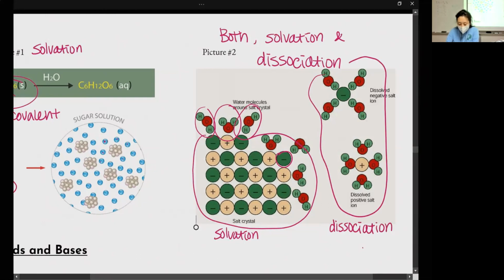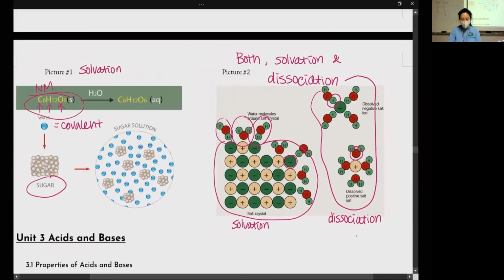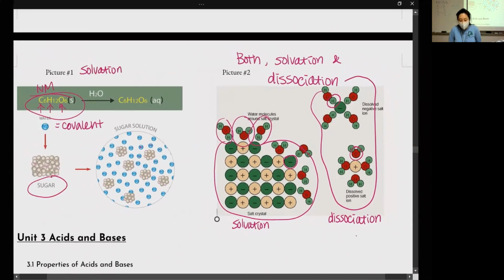As you can see, the hydrogen is partially positive, so that's why it is facing the anions, which have a negative charge. Oxygen is partially negative, that's why it is facing the positively charged cation. All right, so that's how you will explain how you see the solvation and dissociation in this picture number 2. And I think that's it.